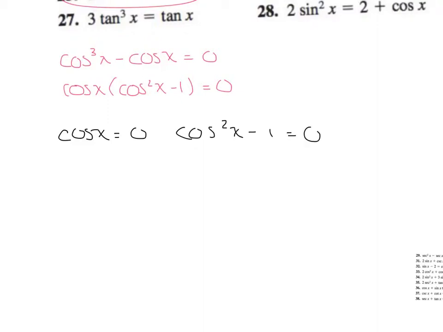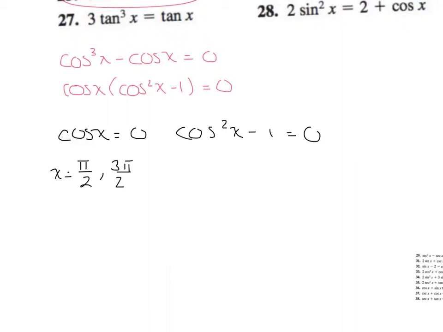Well, where is cosine 0? Cosine is 0 at pi over 2, and it's also 0 at 3 pi over 2. And I don't want to go over 2 pi. Why? Because the instructions told me not to. And then in just a moment, we're going to go back and check to make sure that there's no extraneous solutions, that it works in the given problem.